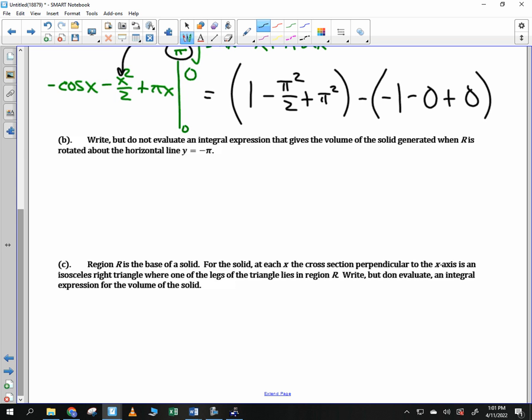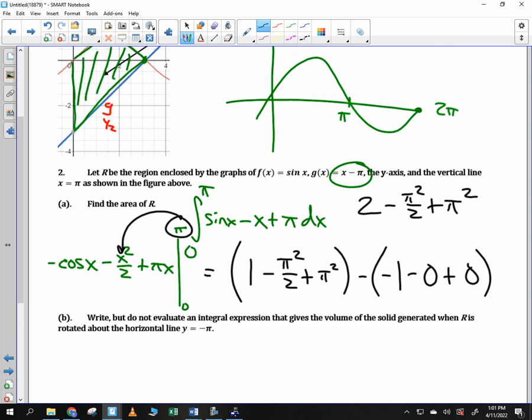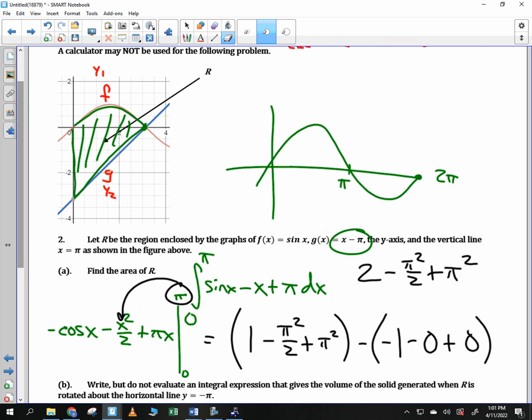Write an expression that gives the volume of the solid generated when R is rotated about the horizontal line y equals negative pi. So have you seen this type of question before? Yeah, we talked about this, right? We did this. You can see why I'm trying to set you up for these types of problems. Y equals negative pi. Where is that on my graph up here, folks? Yeah, it's this right here, right?